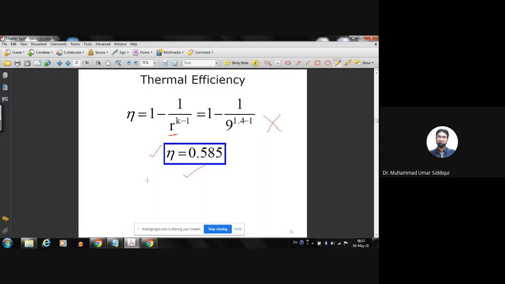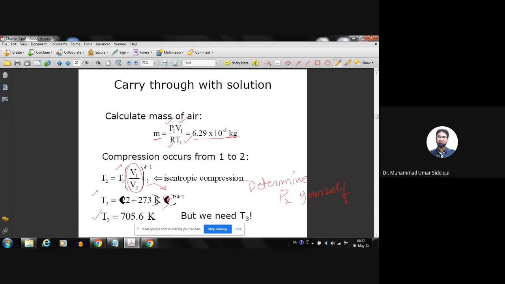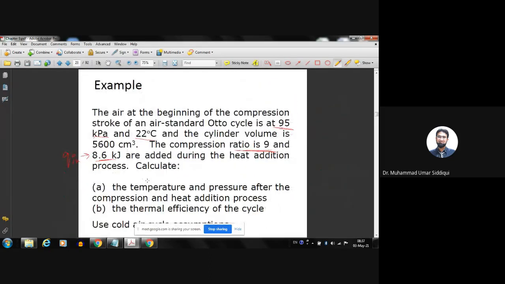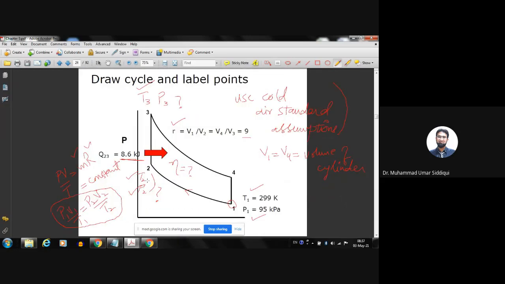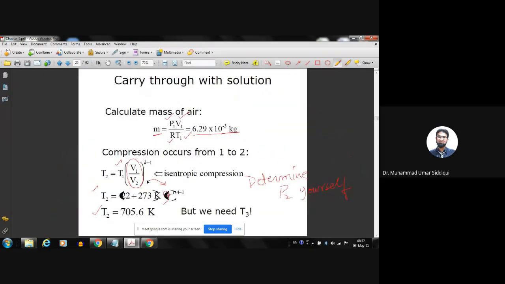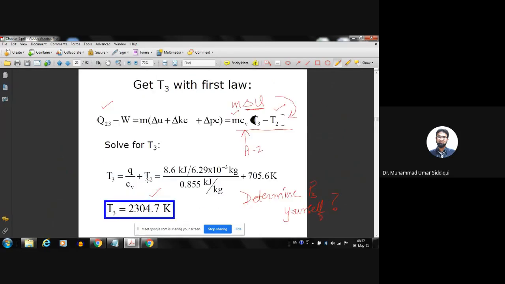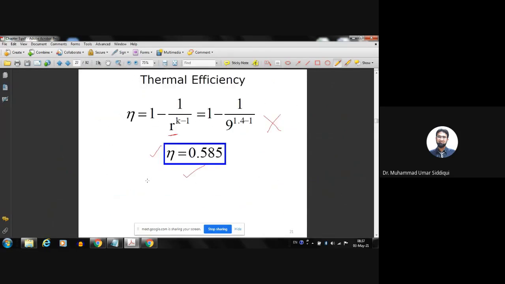So we have determined the thermal efficiency and all the things which were needed to be determined for this example. So this example is finished. If anybody has anything to ask, or any step is not clear, please ask. Everything is clear? Are you catching up with me?